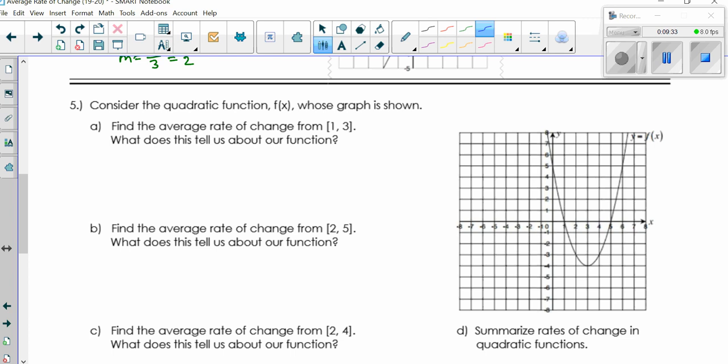It says to find the average rate of change from 1 to 3. So from x equals 1, that would be this point right here. X equals 3 would be this point right here. Okay, so I want to find the average rate of change of this line, which I can see is negative. So that means I'm going to use the coordinate 1, 0.